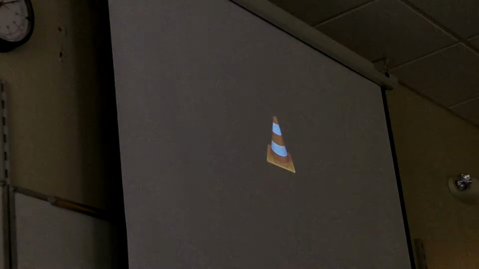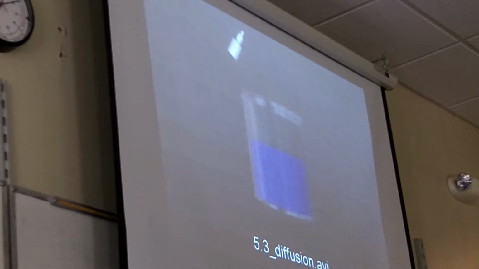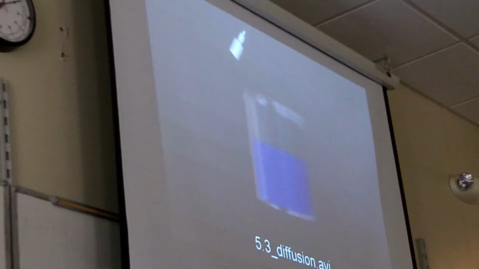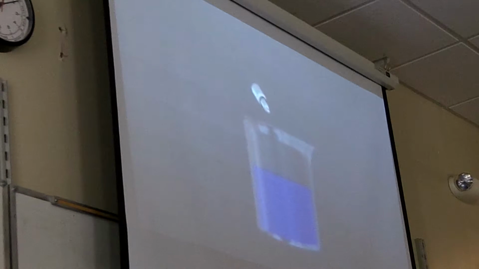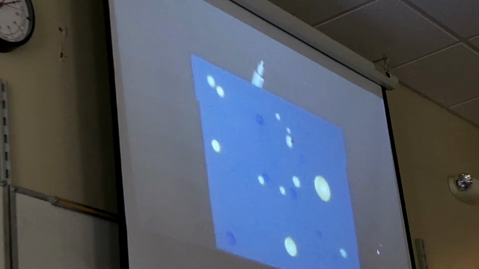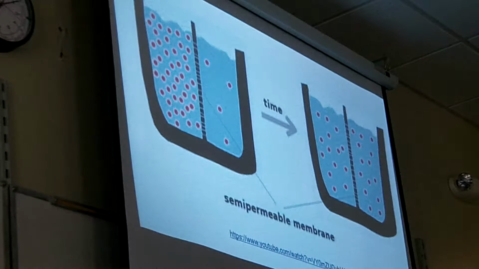Another diffusion video. All molecules are in constant motion unless at absolute zero. The motion is random, with molecules moving in straight lines until they encounter other molecules. The net result of this process is diffusion, the movement of a substance from an area where it is in high concentration to an area where it is in low concentration.